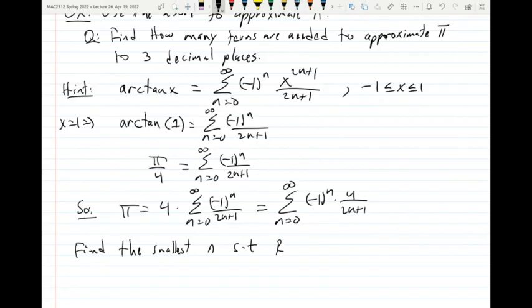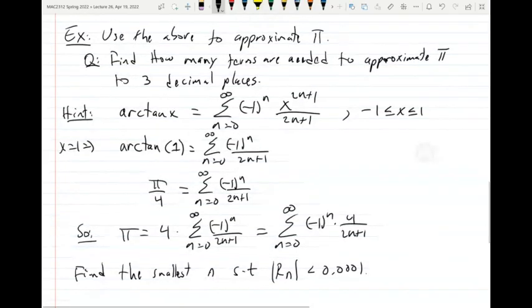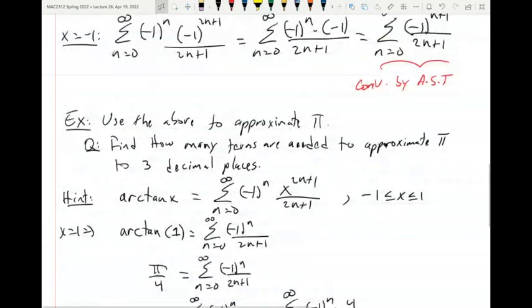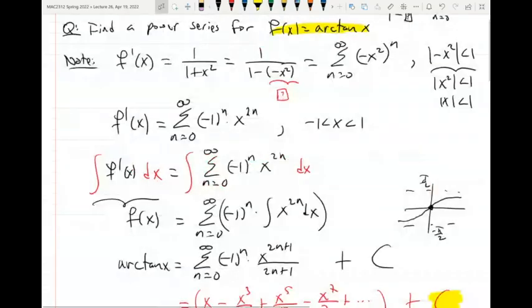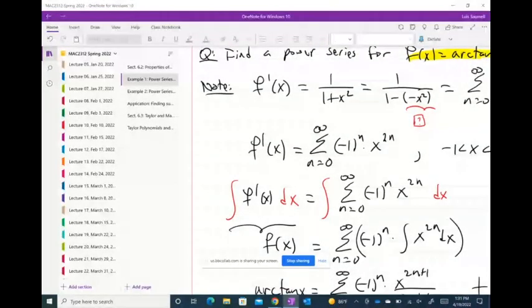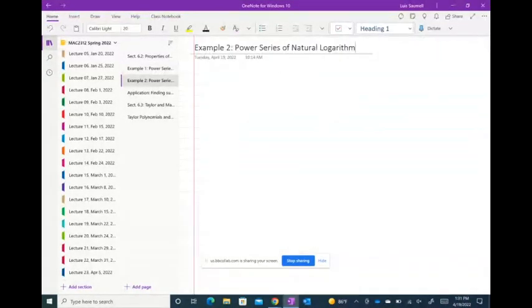So that the error Rn in absolute value is less than 0.0001. Okay, so that's what you need to find. Okay, are we good with this? So that was arctangent. Now let's do something similar for ln. So as a power series for arctangent, now let's do it for the natural logarithm.